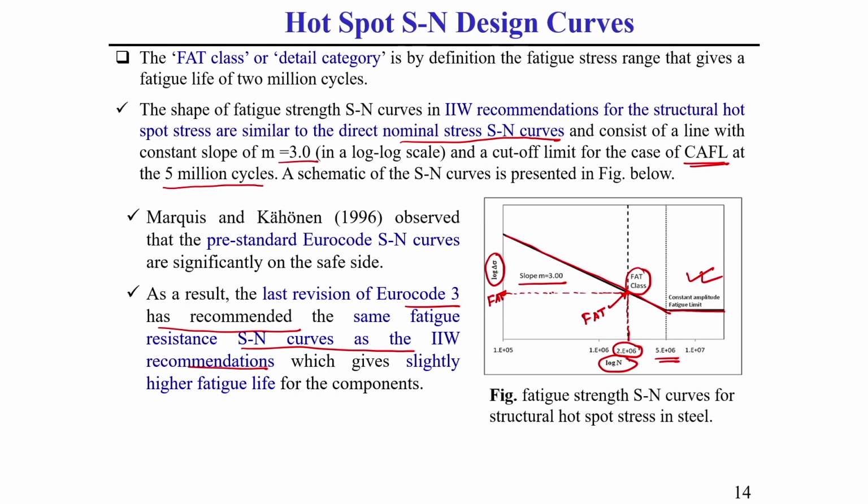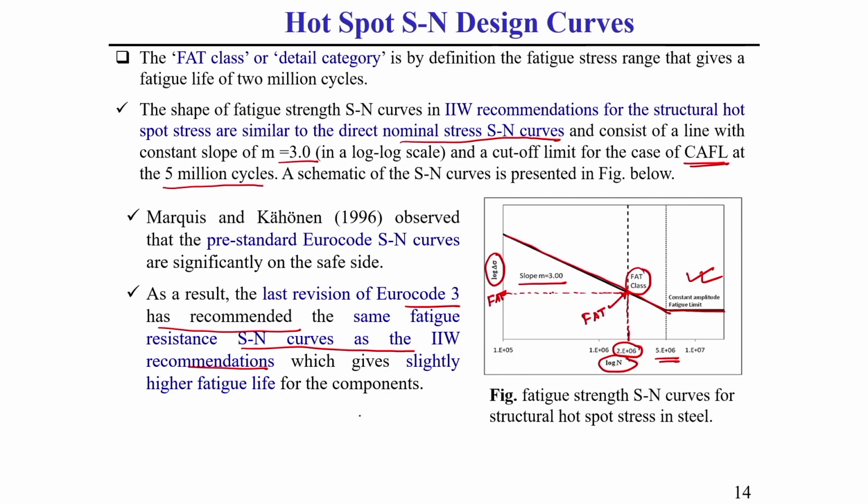I have already shown you the IIW curve gives the highest hotspot stress. Eurocode 3 generally gives a hotspot stress which is a little bit lower than the IIW standard. That is why Eurocode 3 provides a fatigue life which is slightly higher than the IIW standard, slightly higher fatigue life for the component. That is why both the Eurocode 3 and IIW standards can be used for FAT calculation.